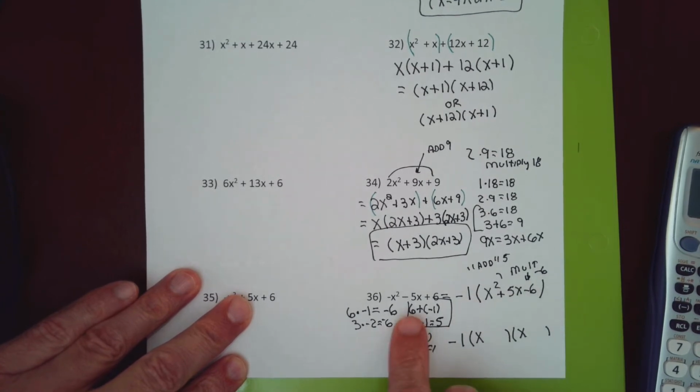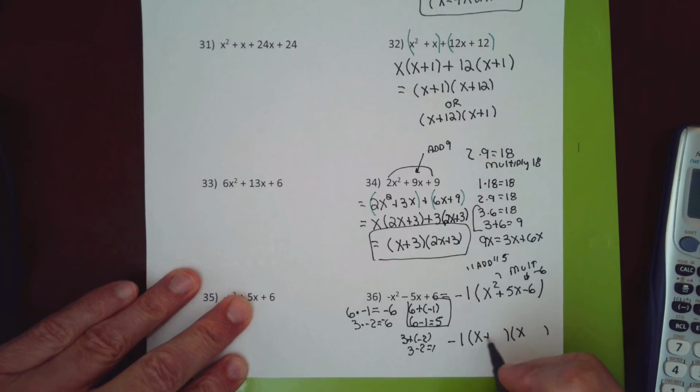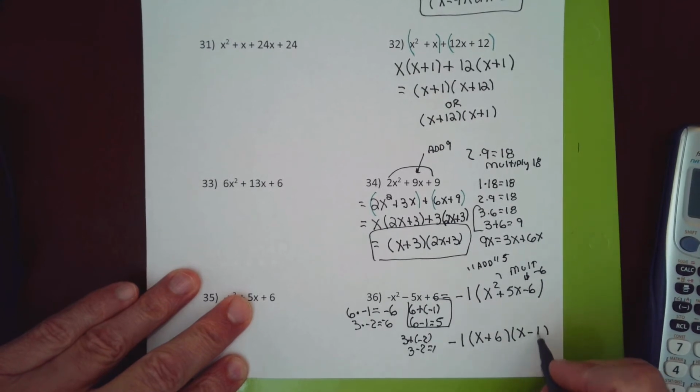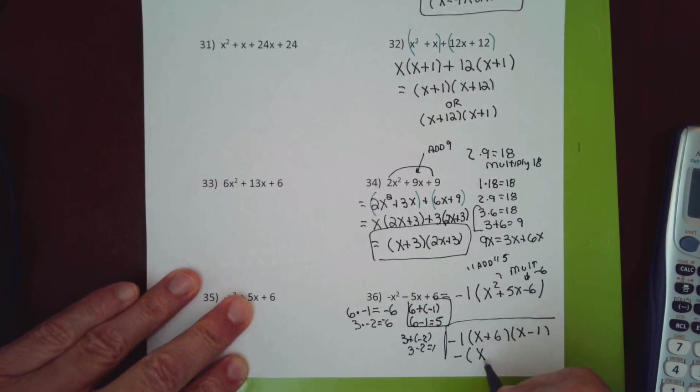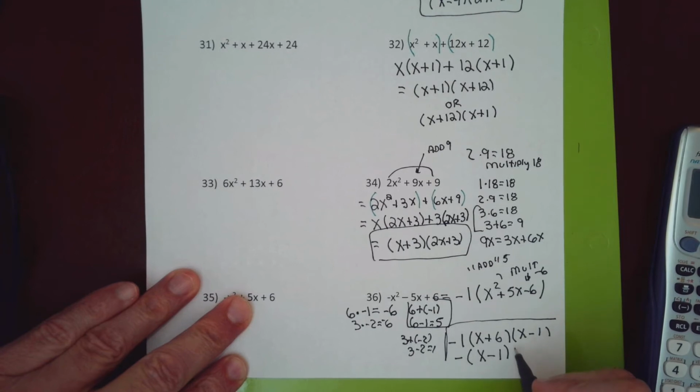So one of my parentheses needs a +6. Another one of my parentheses needs a -1. Order is irrelevant here, and you don't need the 1 up in front of the parentheses. You could make this a negative sign followed by the parentheses x minus 1 times x plus 6.